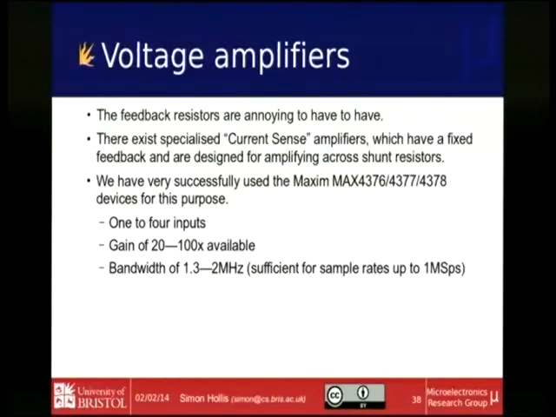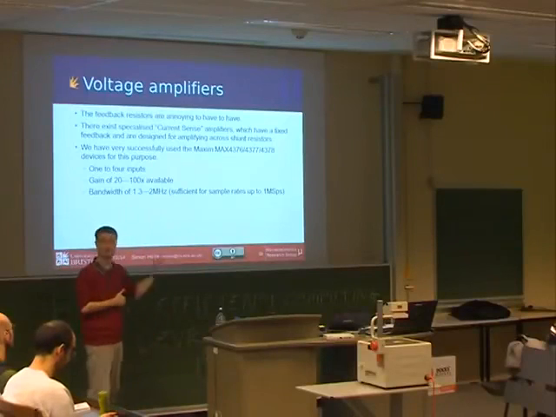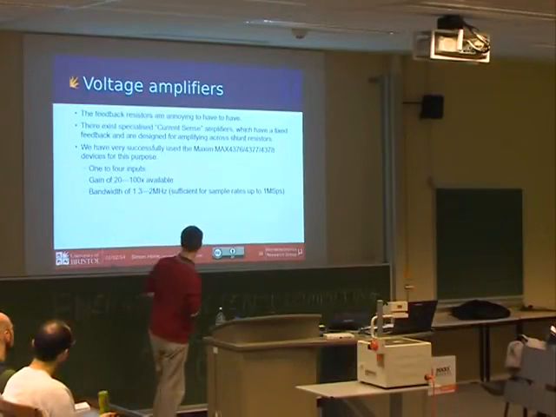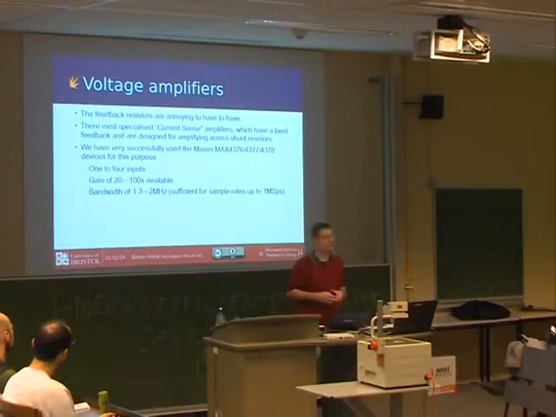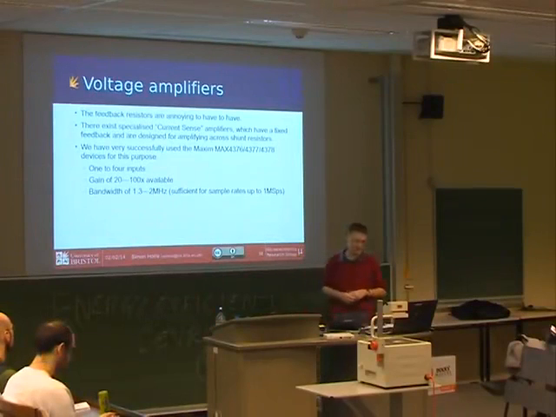So you can actually buy off the shelf dedicated current sense amplifiers. They're designed for this application across the resistor, and they have fixed amplification. There isn't one that gives exactly 50 times amplification. We use ones from Maxim. They produce a range of these devices with selectable gain ranges, and 1 or 4 different differential inputs, so you can measure 4 power supplies at once, and that's what our boards do. It's a relatively expensive chip, but it's nice.